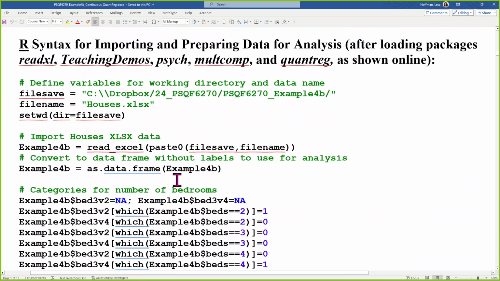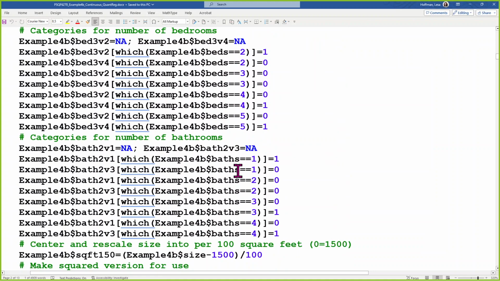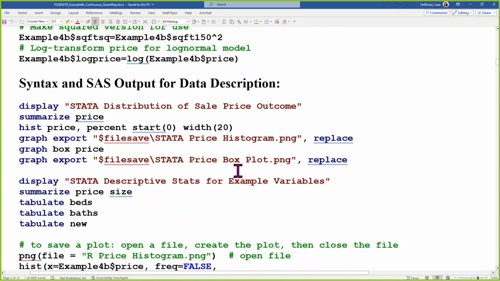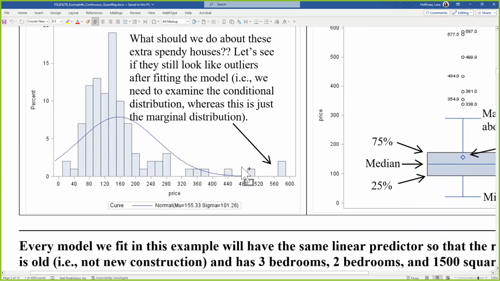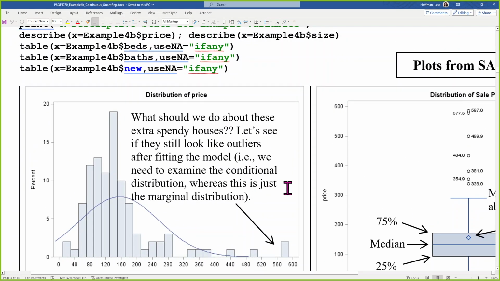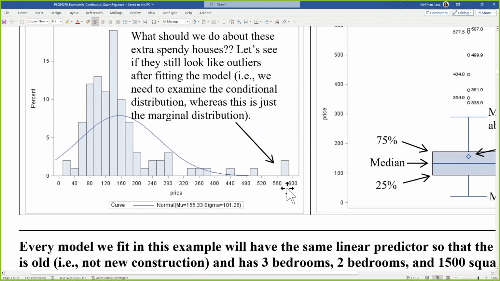Here are the packages I'm using in R to do this, and the same data transformations for creating predictors in pictures. So here's my picture. This is the distribution of house prices in this data set.